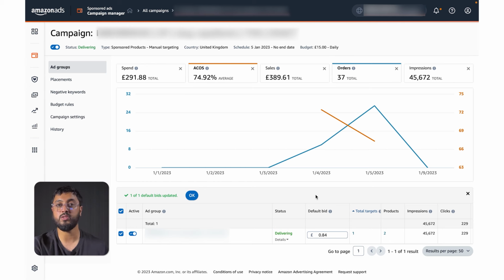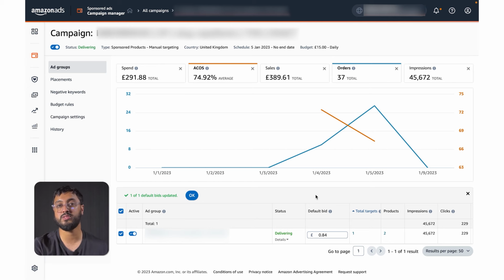Well, by reducing your bid, you're essentially telling Amazon that you want to pay less for each click. Now remember, ACOS is the percentage of money you spent on your sales. So if you're paying less per click, then your ACOS will start to drop. But that's only if you get sales. If you do not get sales, then your ACOS is obviously going to creep up.